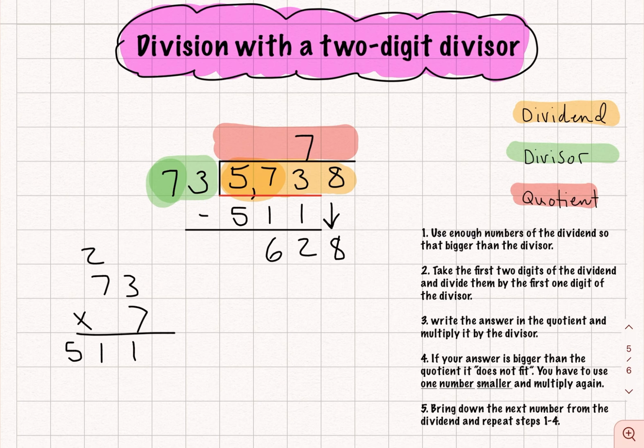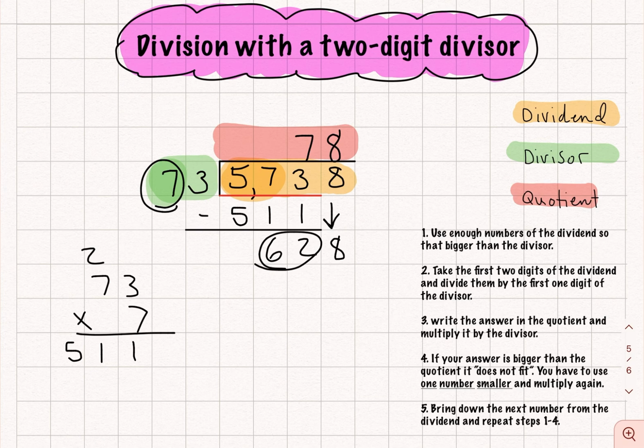And I'm going to ask myself a similar question. How many groups of 7 can I make with 6? Can't make any. How many groups of 7 can I make with 62? Let's see here. I know 7 times 8 is 56, and 7 times 9 is 63, so that means I can make 8 groups. Let's try that out. There we go, 8 groups.